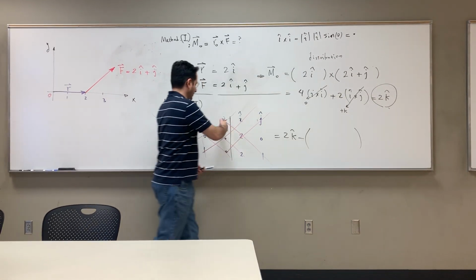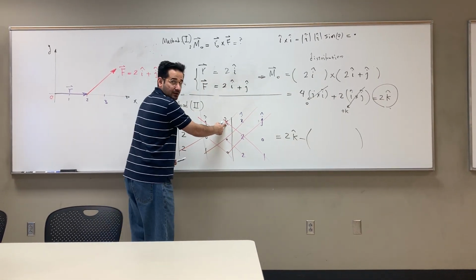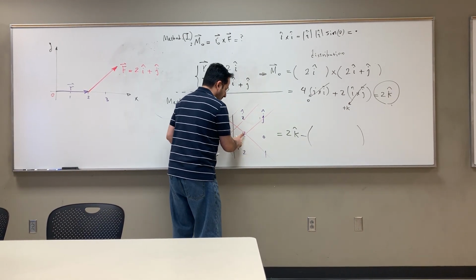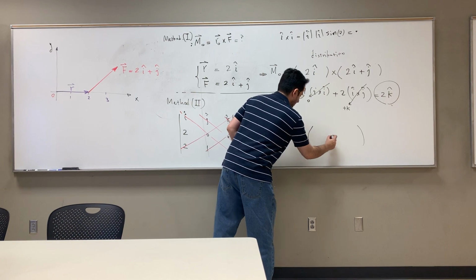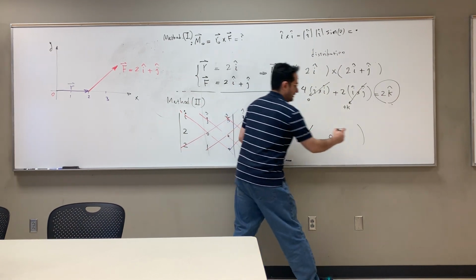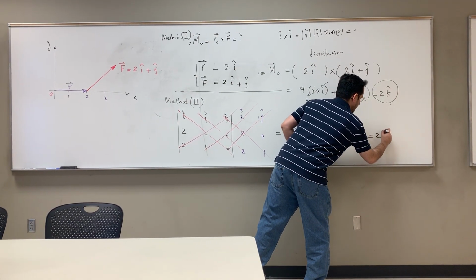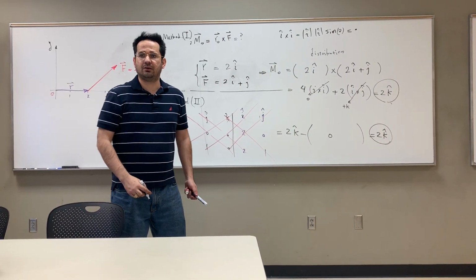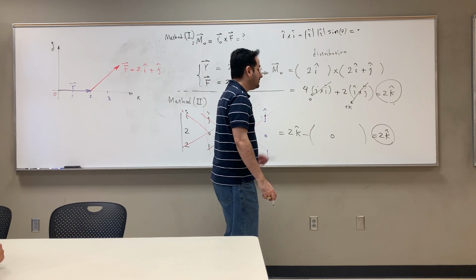Now you go to the other ones. 2 times 0 times K, 0, plus 1 times 0 times I, 0, plus 0 times 2 times J, 0. So 2K minus 0 is what? 2K. Isn't it exactly the same as we found with method number 1? That's exactly the same.